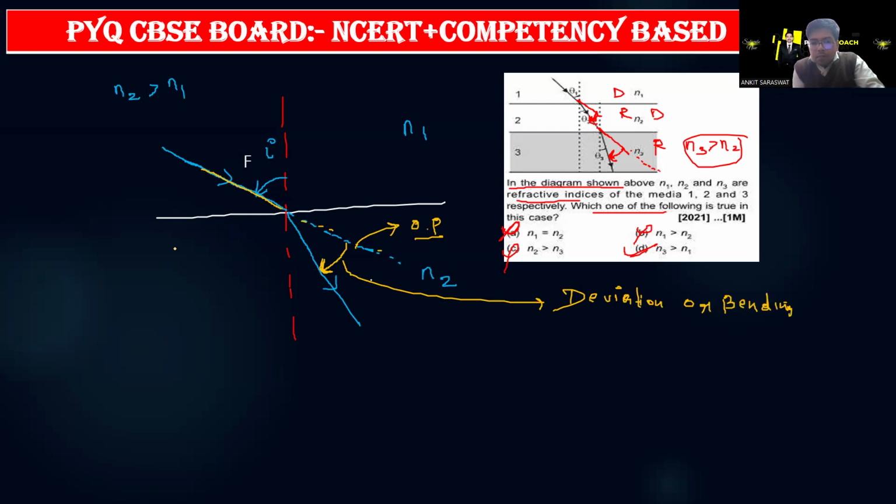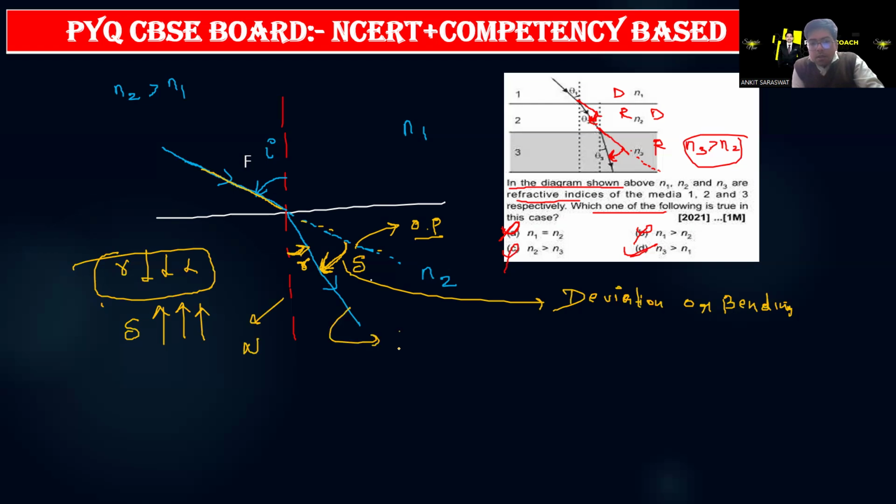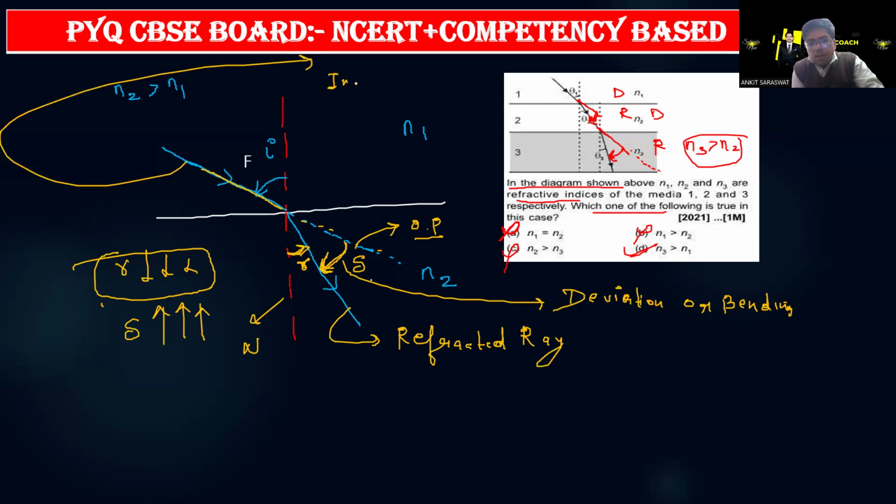So the more the bending in this direction, it means this angle r is very, very less. This angle you can say delta. If delta is very, very high, then r is very, very less. r is the angle of refraction, made by the refracted ray with the normal. This is the normal and this is the refracted ray, and this is the incident ray. I hope this is clear.